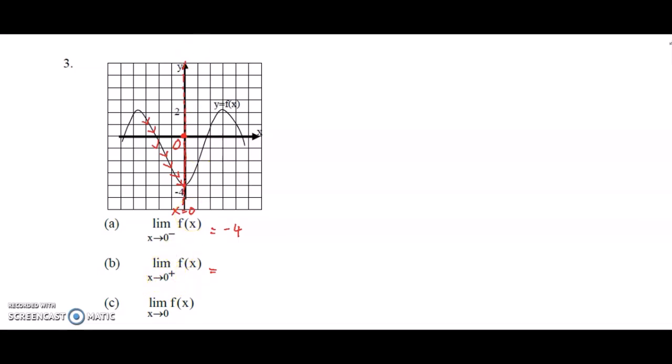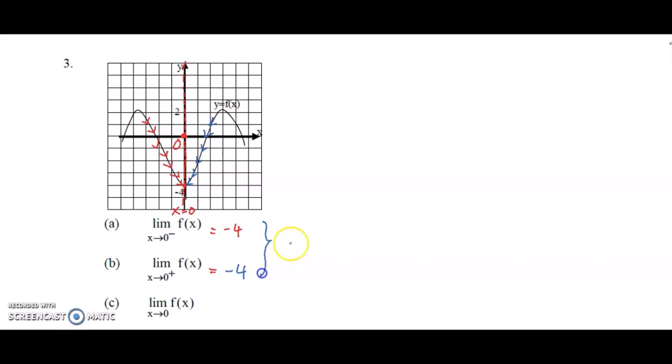If you have this question, you must focus on the right hand side of the 0, because 0 positive means that x approaches 0 from the right. So we focus on the right hand side of the 0. We know that x equals 0 is the entire red line. So we see when the graph approaches this red line, what does y approach? Obviously y approaches negative 4 as well.